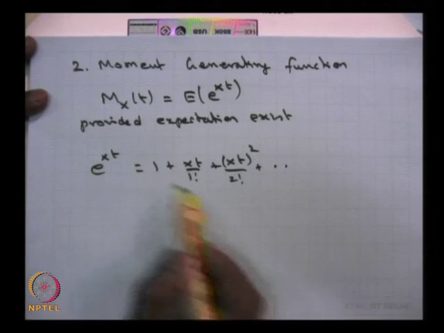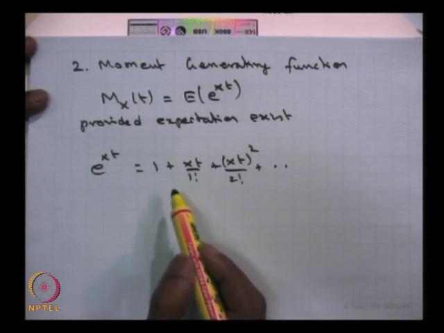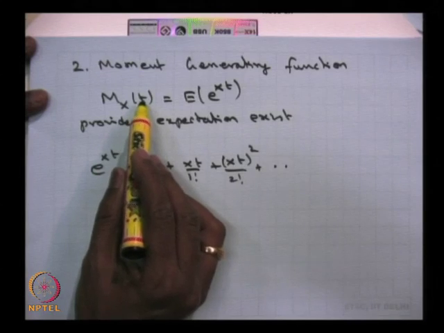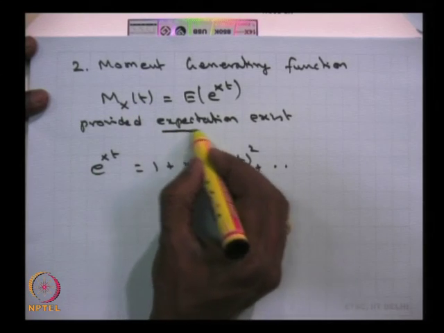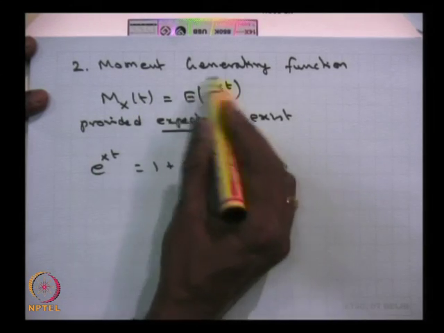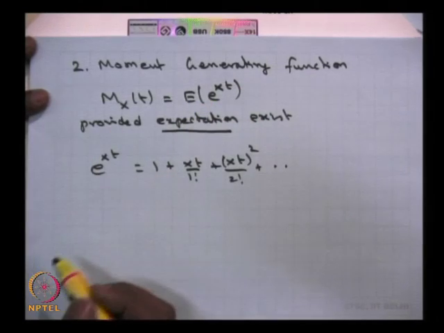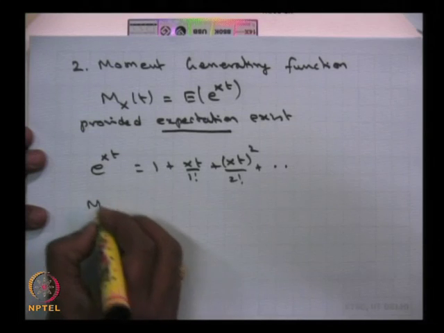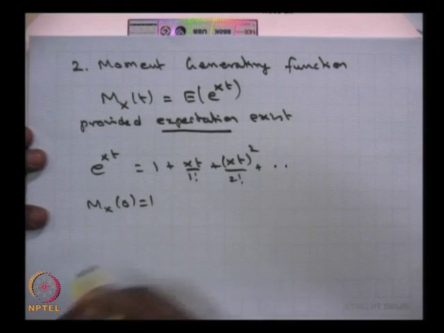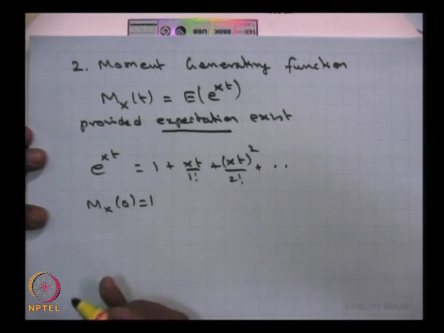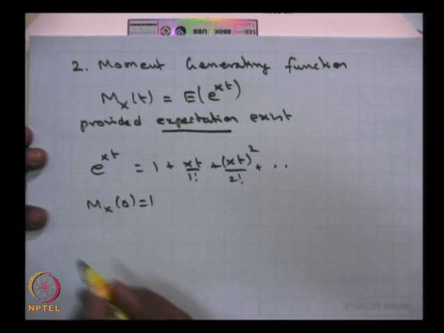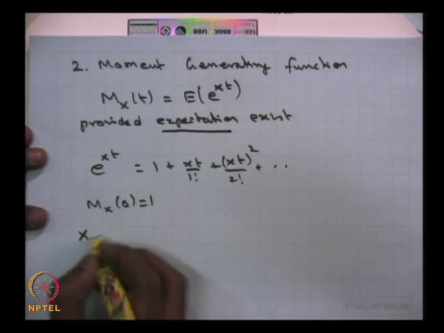That means if the moment of all order n exists, then you are able to get the moment generating function for the random variable x. The provided condition is important. As long as the right hand side expectation exists, you can give the moment generating function for the random variable x. So here also many properties are there. I am just giving one property, M_X of 0 is going to be 1, and there are some properties which relate the moment of order n with the derivative of the moment generating function. And I can give one simple example.